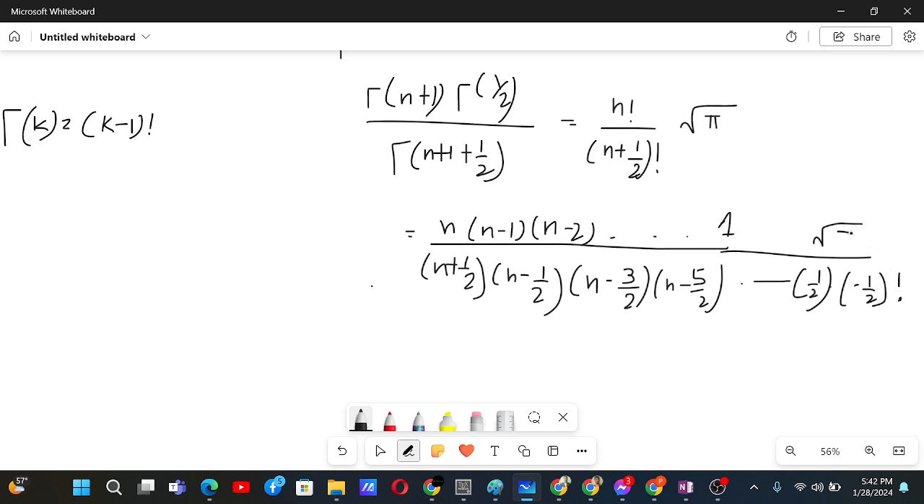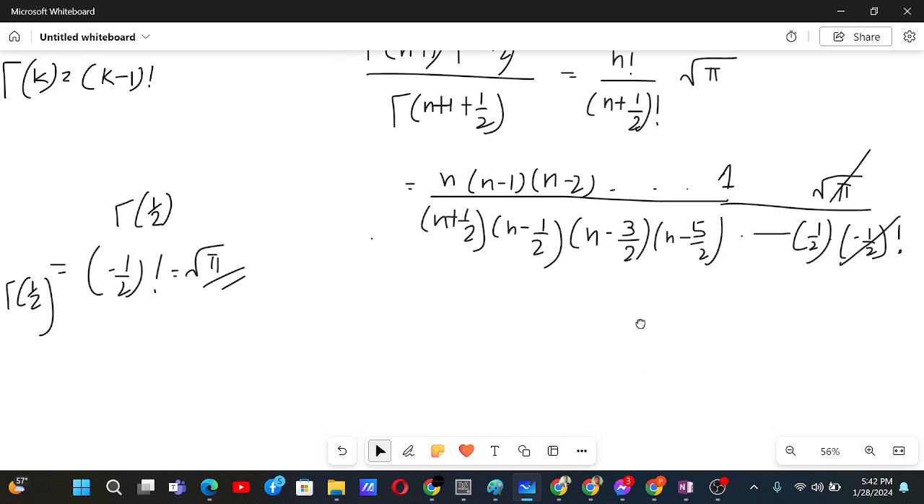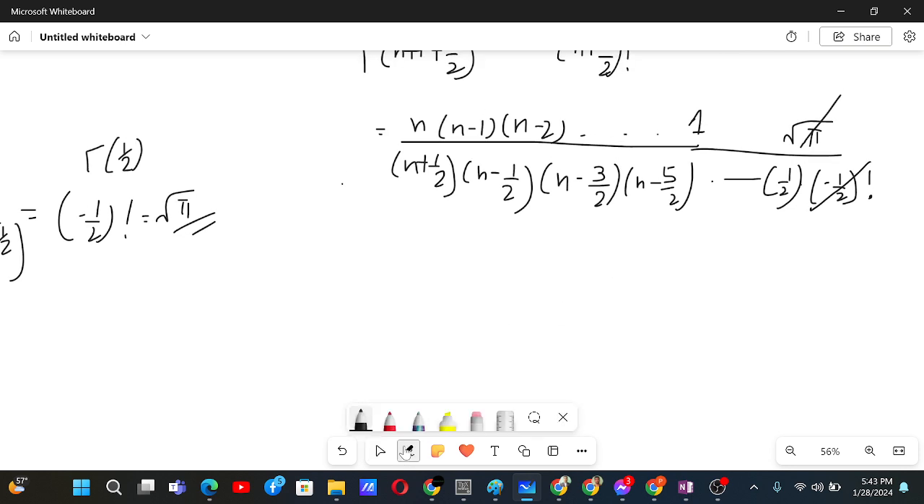Over here it's root pi. Now minus 1 by 2 factorial is also gamma 1 by 2. This is also root pi, so both of them will cancel out. In fact, these two will cancel out, since minus 1 by 2 factorial is exactly root pi, because this is just gamma 1 by 2. Okay, so now from 1 by 2 to n minus 1 by 2.